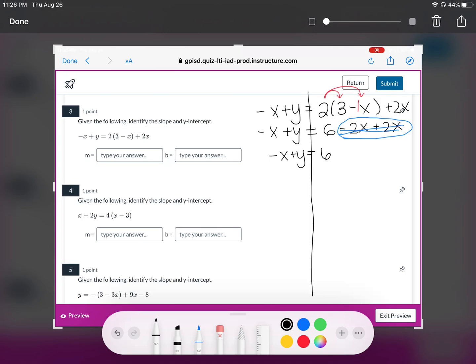Our next step is to move our answer, but our y is already on the left-hand side, so we're good. Which means everything else has to go to the other side. When I move the negative x to the other side, it becomes a positive x. So now, since it's gone from this side, all we have is y.